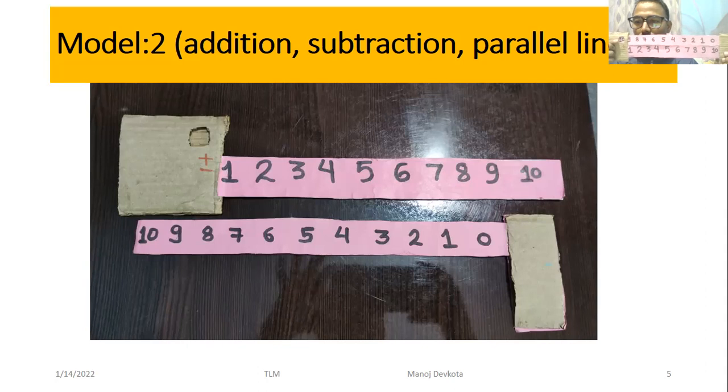Which numbers will sum to 10? 9 plus 1, 8 plus 2, 7 plus 3, 6 plus 4, 5 plus 5, right? 4 plus 6, 3 plus 7, 2 plus 8, 1 plus 9, 0 plus 10 will make 10. So let's do one more demonstration.